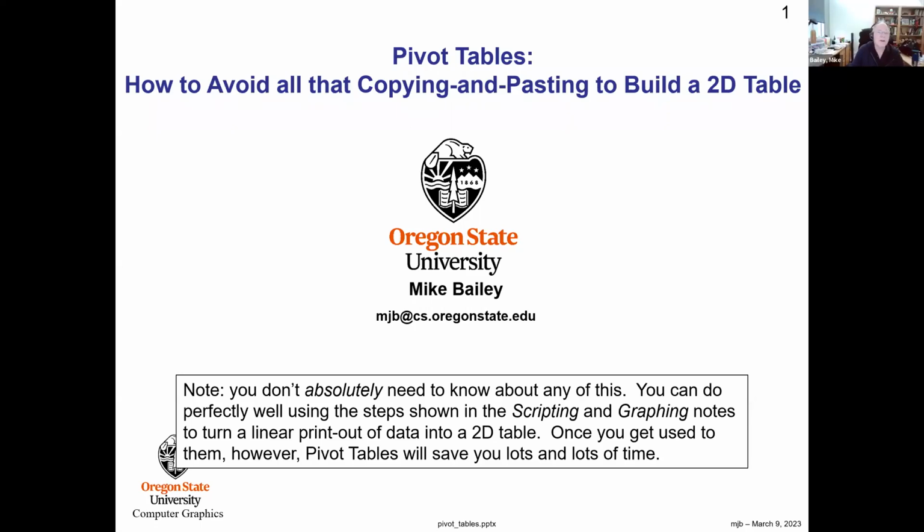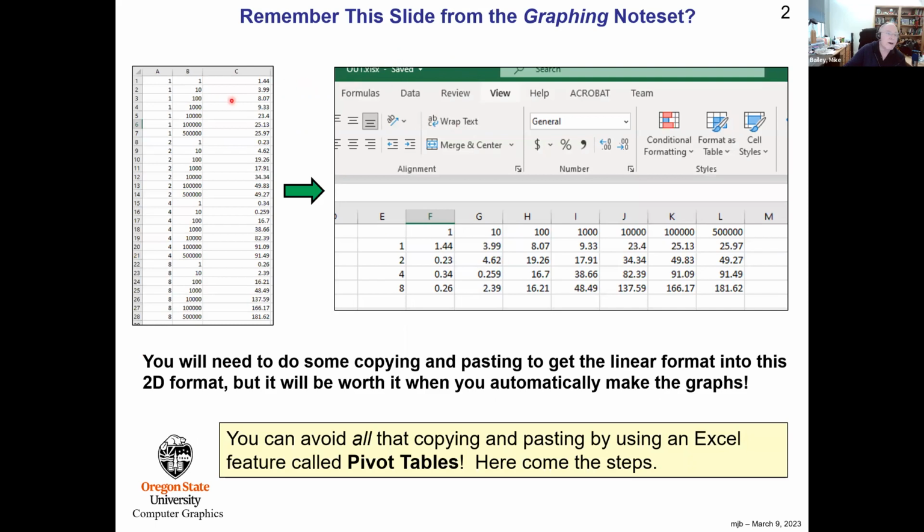All right, let's talk about these magical things called pivot tables. If you've looked through the graphing notes, and if you didn't, you should go back and do that. What we talked about was you've got this, and every row of this came from one run of your program with the combination of one core and one data set size, one core 10 data set size, one core 100 data set size, and so on.